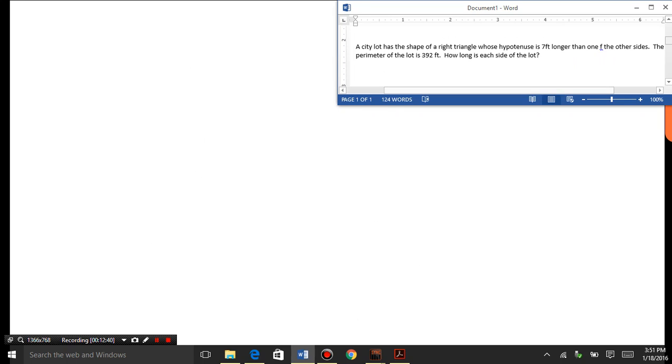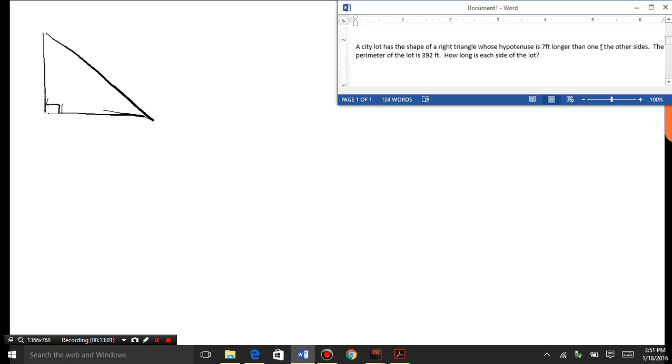All right, it says a city lot has the shape of a right triangle. So everything you know about right triangles should come to your mind right now. So Pythagorean theorem. Here's my city lot. I don't know why you would have a city lot that is a triangle, but Pythagorean theorem.